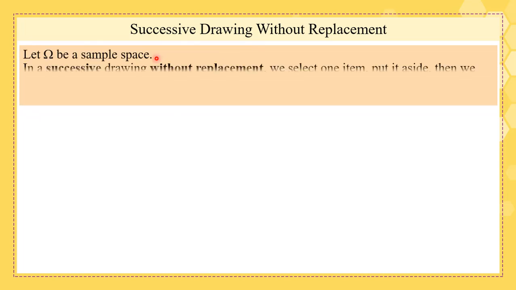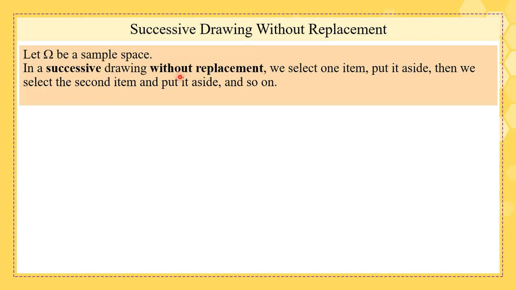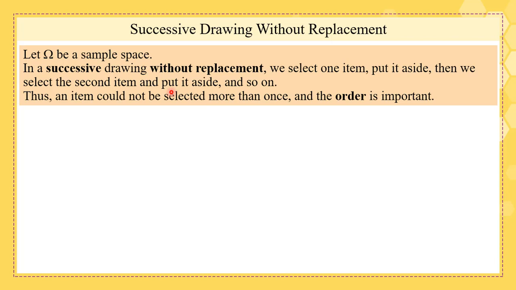Let's begin with the first type of drawing, which is the successive drawing without replacement. Omega is a sample space. In a successive drawing without replacement, we select one item, we put it aside, then we select the second item, we put it aside, we select the third item, we put it aside, and so on. That's why it's called without replacement. So, in successive drawing without replacement, an item cannot be selected more than once, and the order is important.